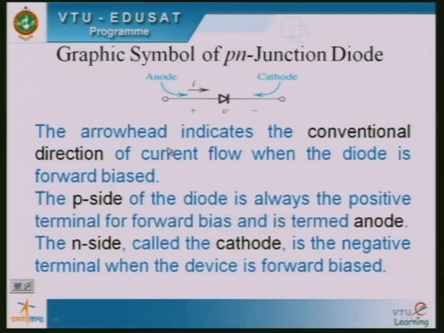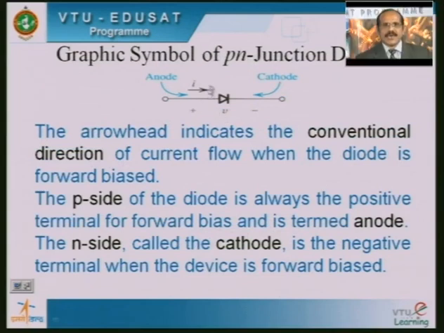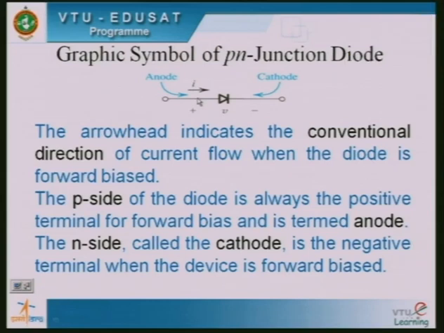Let us have a look at the graphic symbol of the PN junction diode. The arrowhead indicates the conventional direction of current flow when the diode is forward biased. The P side of the diode is always the positive terminal for forward bias and is termed the anode. The N side, called the cathode, is the negative terminal when the device is forward biased.